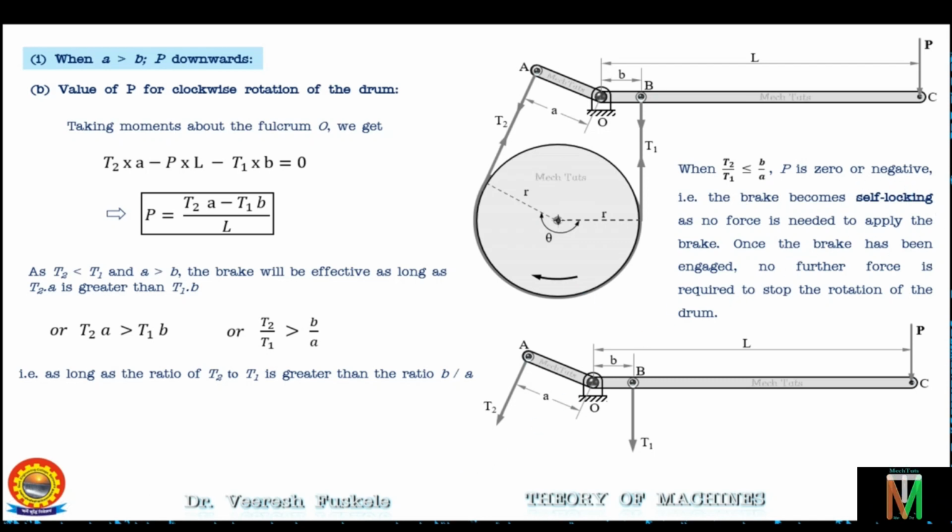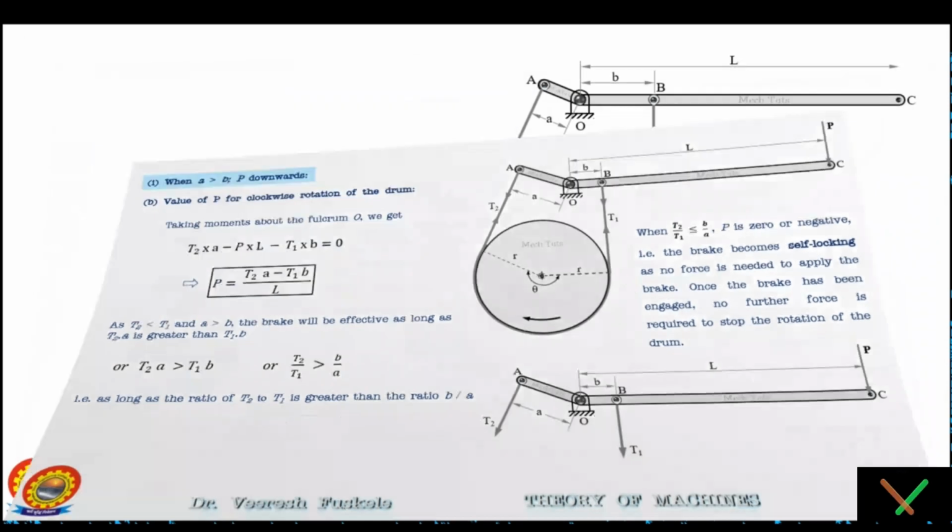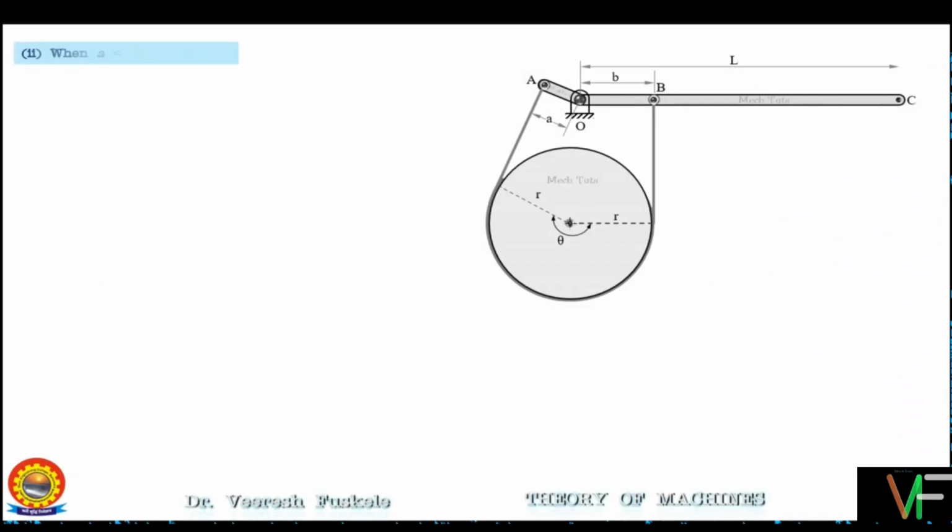Fine. Now moving ahead to the second case, that is when B is greater than A, or A is less than B. In this case, the force P has to be applied in the upward direction as shown here. So if the force P is applied in the upward direction, this portion of the band will be lifted upwards, the band will be tightened and the brake will be applied. If the force is applied in the downward direction in this configuration, then the band will be loosened and the brake will not be applied.